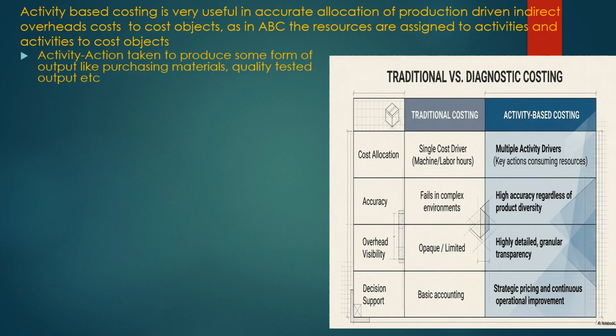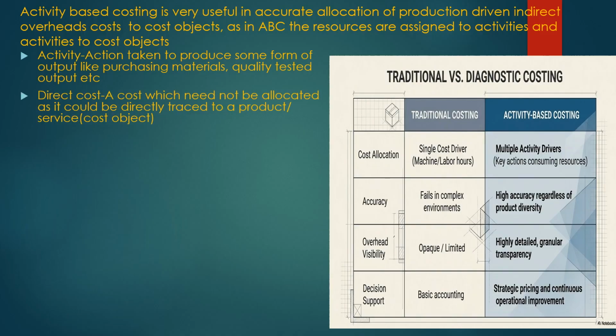Activity: action taken to produce some form of output, like purchasing materials and quality tested output. Now these are the various terminologies used in computing activity-based costing.